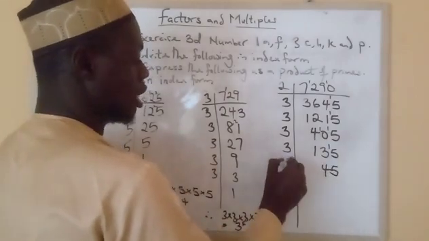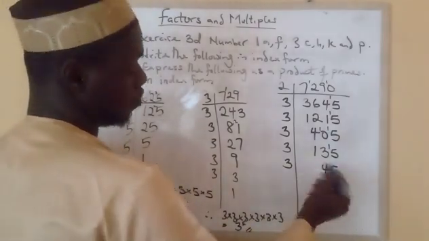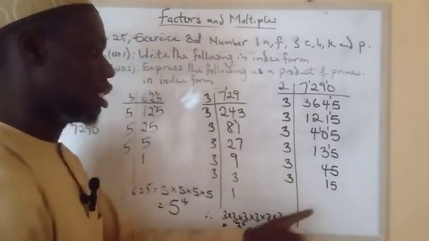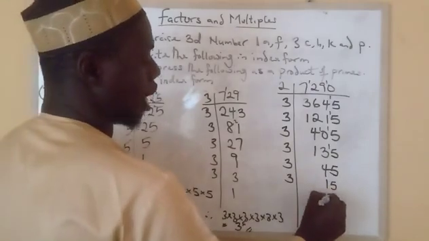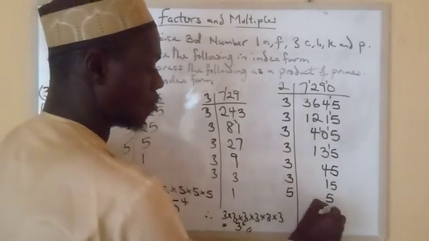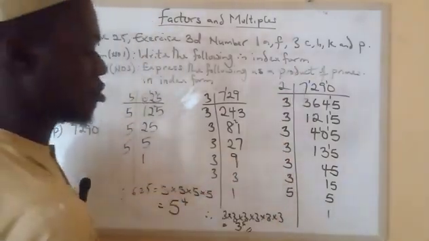We can still use 3. 3 in 45, that is 15. 3 can still be used. 3 in 15 is 5. Can 3 still be used now? No, so we use 5. 5 in 5, we have 1. So we now write all this down.